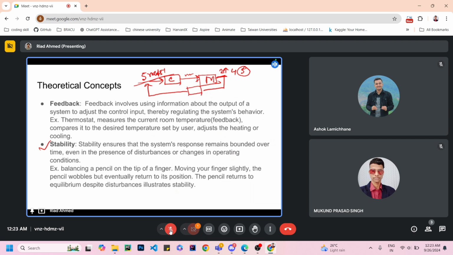So when the controller encounters any disturbance, how much time it will take to overcome this disturbance is called the stability of the system. The less time the controller requires, the more stable the controller is, and the more time the controller requires to overcome the disturbance, the less stable the system is. So that is the stability part.